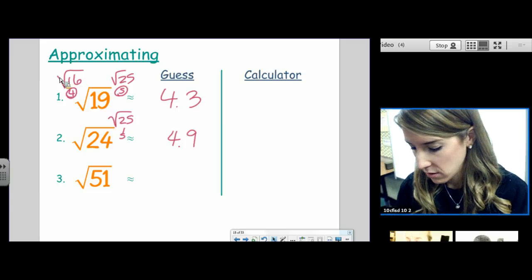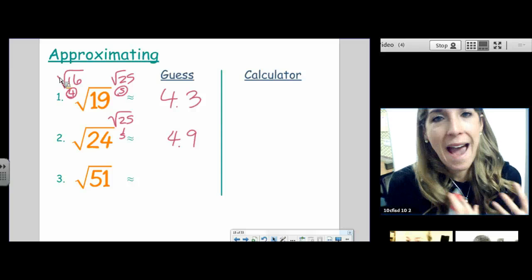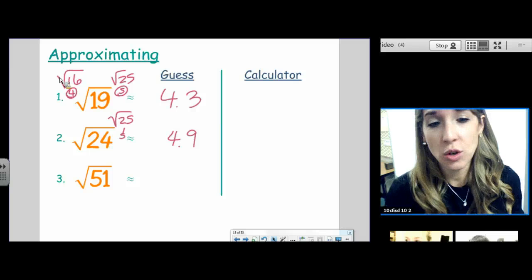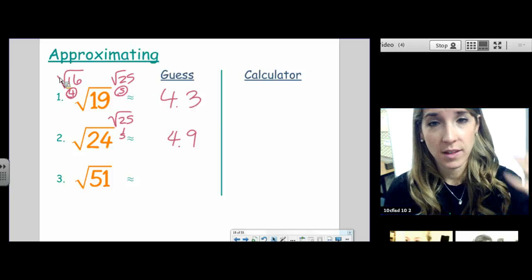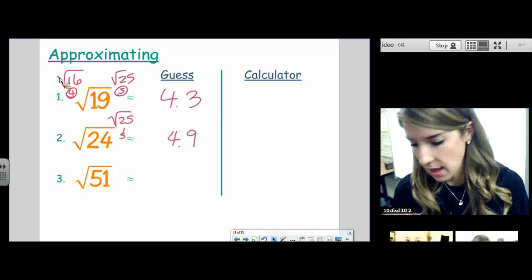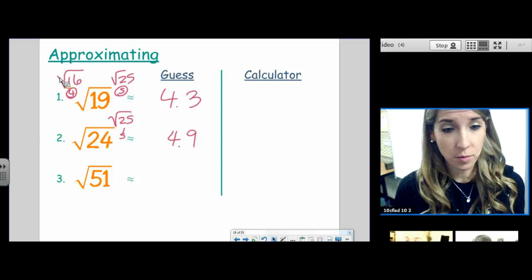This just helps you understand about what each radical equals, because we can't do square roots in our head, the decimal form of it. We can't. So it's good to kind of know what it equals. So that one was 4.89, which would have been 4.9, right?